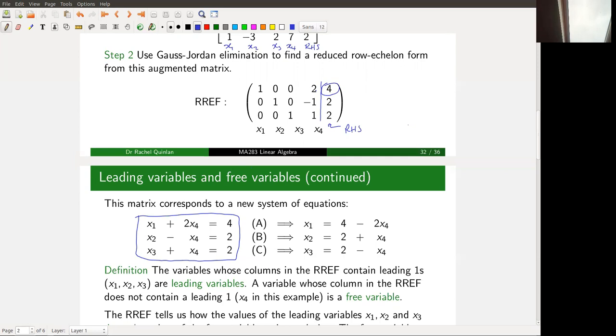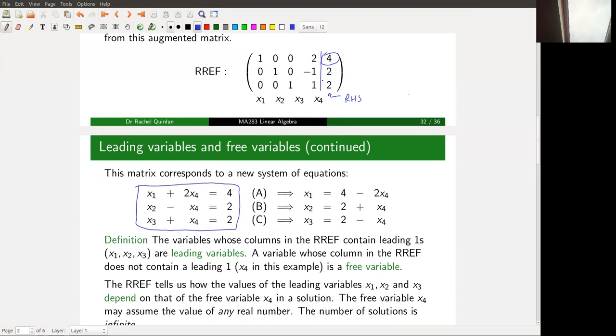Second equation similarly says x2 minus x4 equals 2. And the third equation says x3 plus x4 equals 2. So that's what the 3 equations say, and that's just reading them from the reduced row echelon form, interpreted as an augmented matrix of a system that has the same solution set as the one we started with.